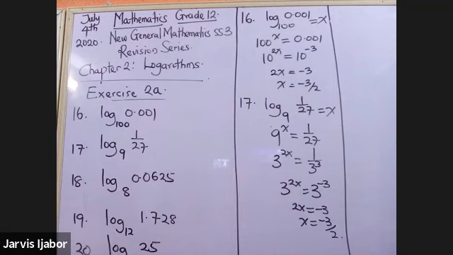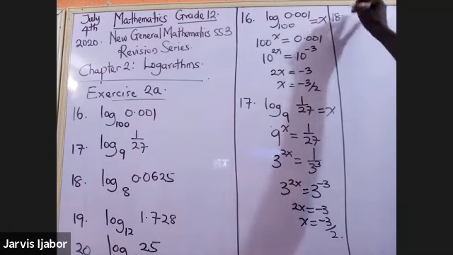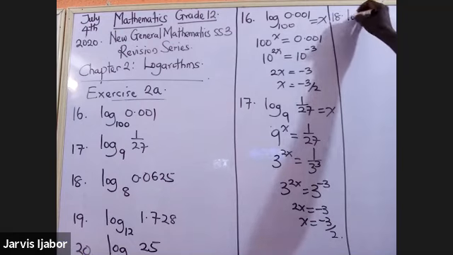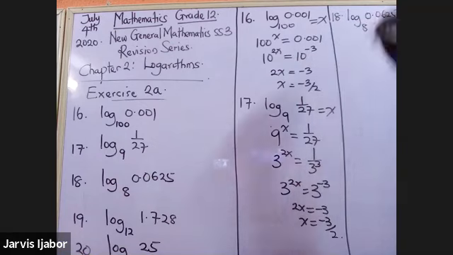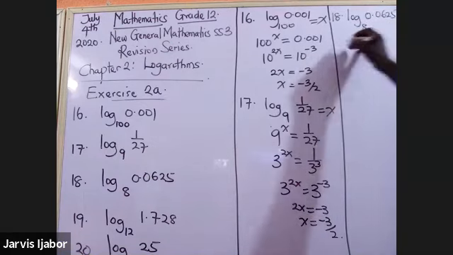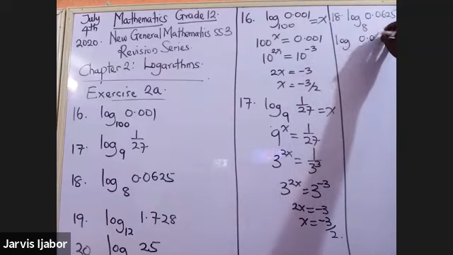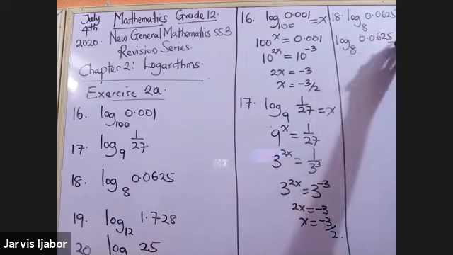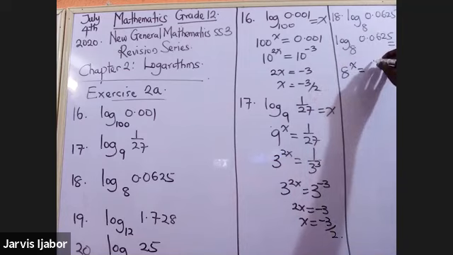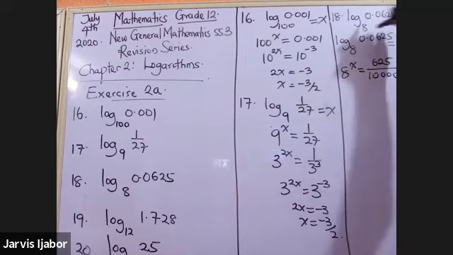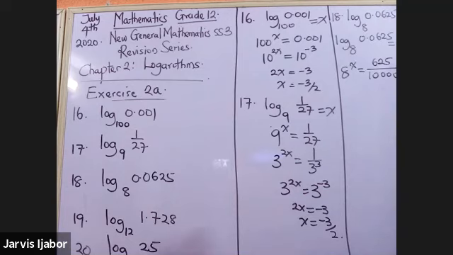Question 18. Log 0.0625 base 8. Now, I'll say log 0.0625 base 8 is equal to x. So 8 raised to the power of x is equal to what? 625 divided by 10,000. 4 decimal places, 4 zeros. So you see, my solution now, based on what I'm thinking can be a way out. I use a different method, and you are correct.